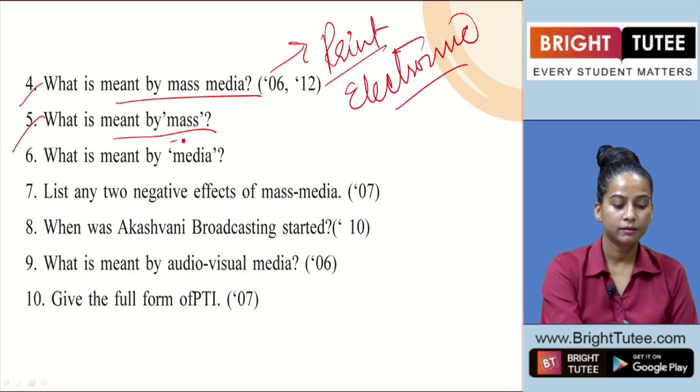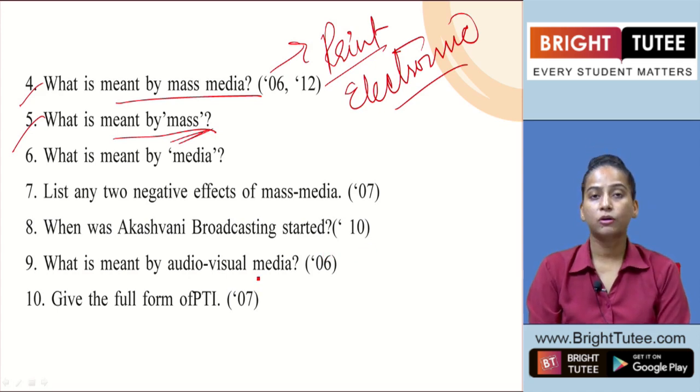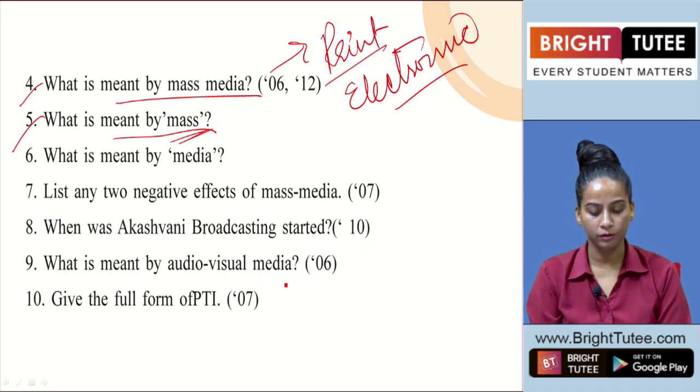The next is, what is meant by mass? Here if we define the term mass, it means the large number of people, or a cross section of the population.